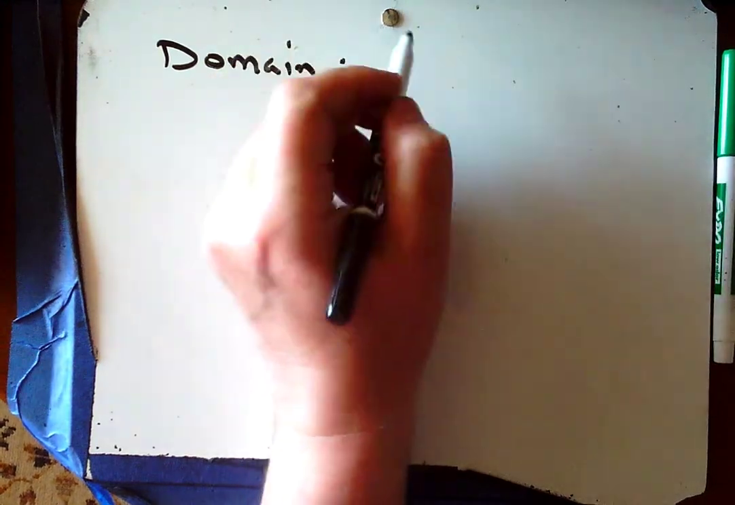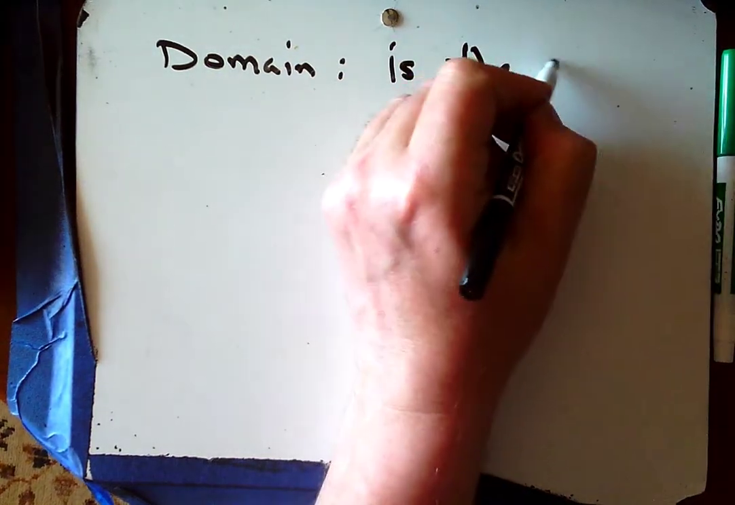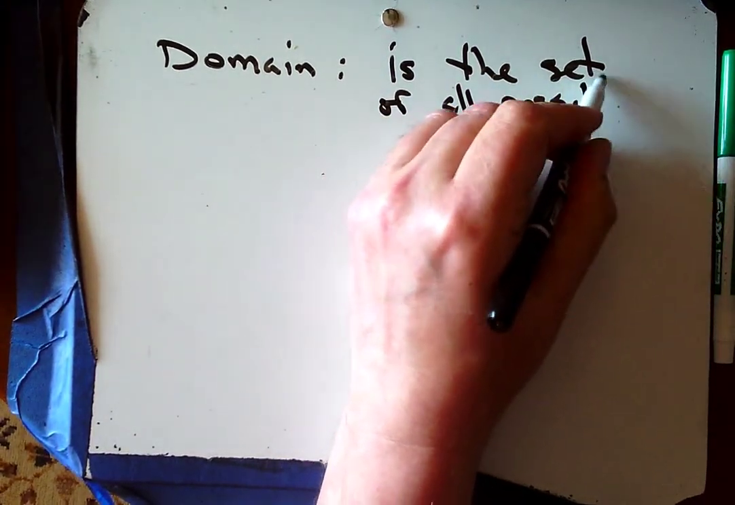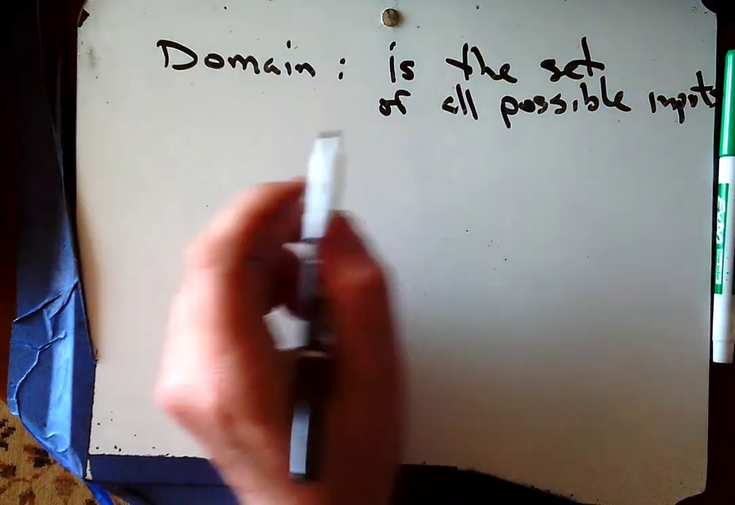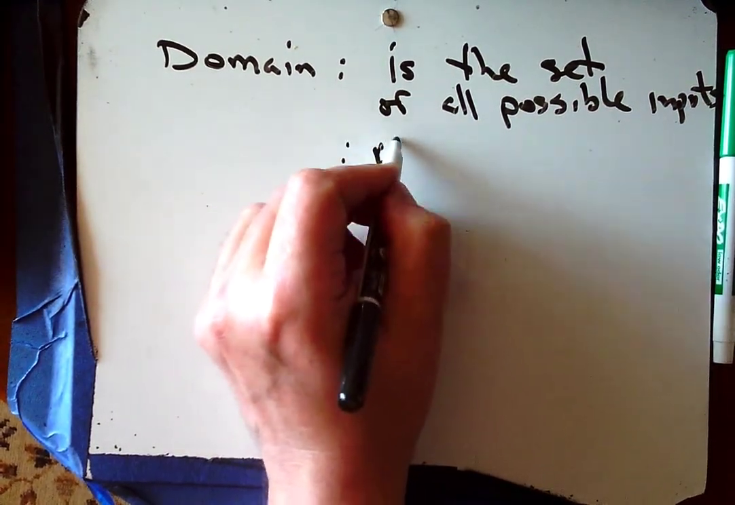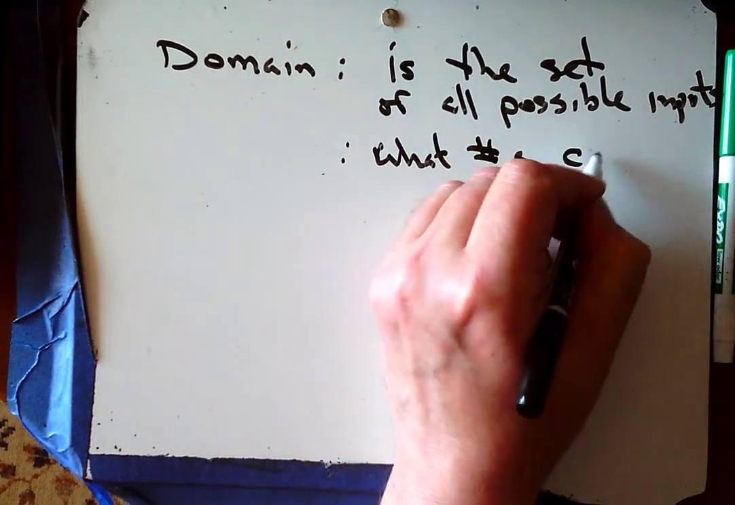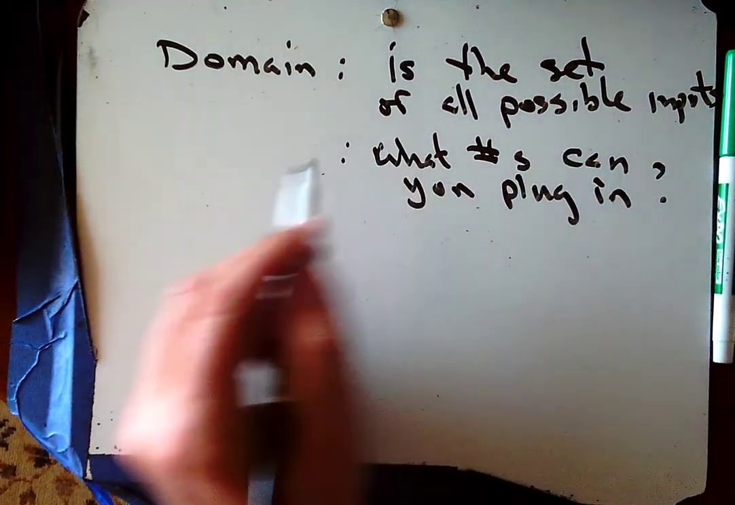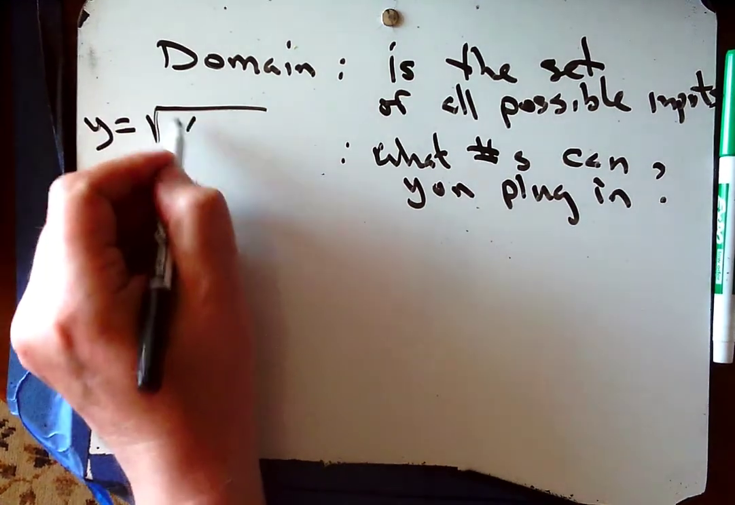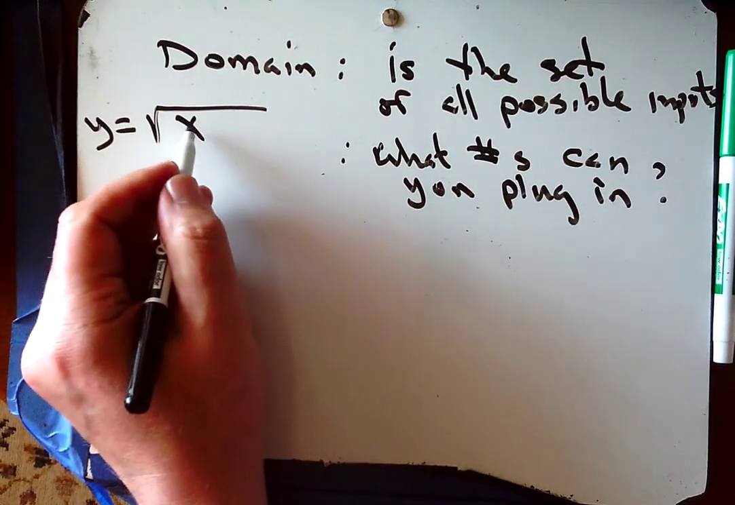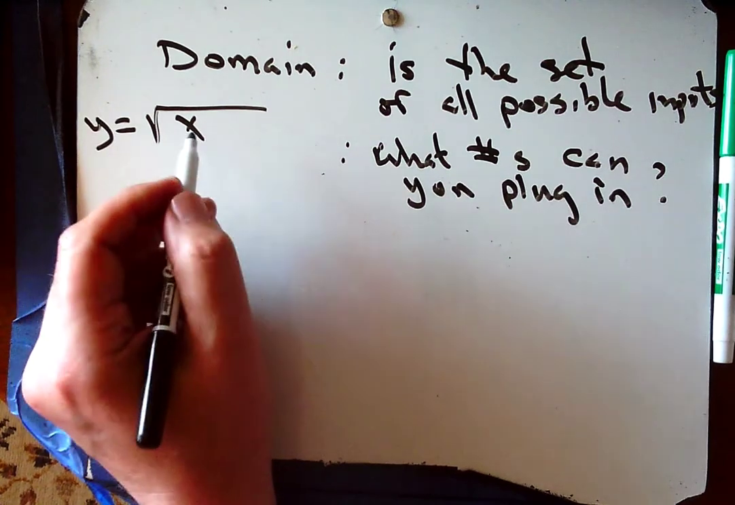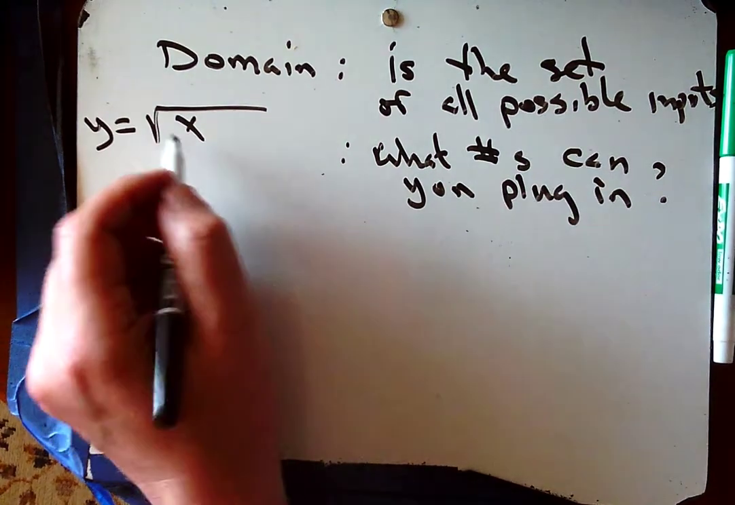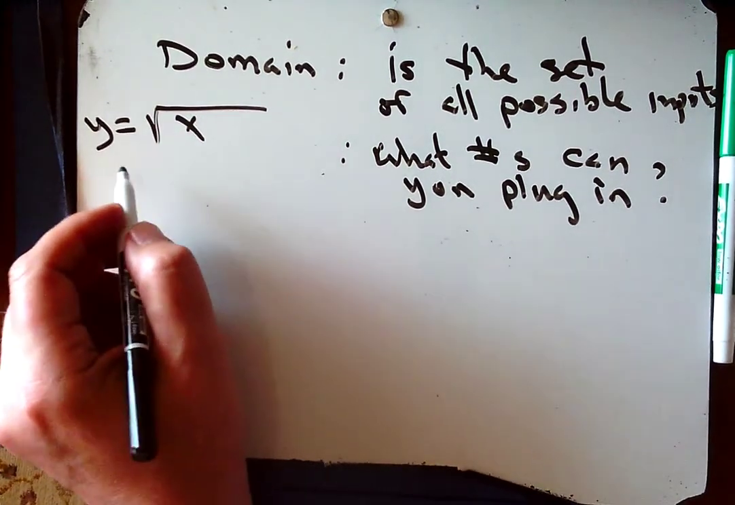Now, we know that domain is the set of all possible inputs. What does that mean? What numbers can you plug in? So if I have the square root function, I can plug in 1, I can plug in 2, I can plug in 3/4, I can plug in even 0, but I can't plug in negative numbers. And so we say the domain here is restricted to non-negative numbers.